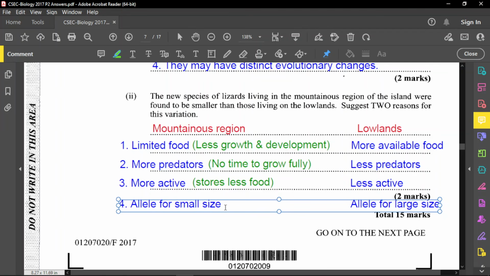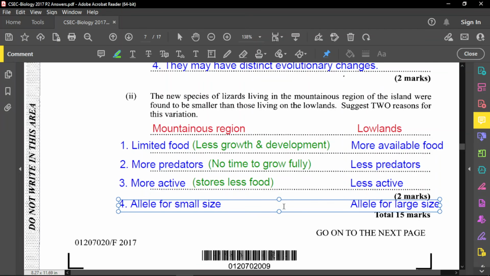Another one here, which is the last one I think, is that the allele for smaller size. So the ones in the mountainous region have the alleles for small size, while the ones in the lowlands have the alleles for a larger size. And this now is a genetic influence. So the first three, 1, 2, and 3, those are influenced by the environment, and the fourth one is because of genetics.